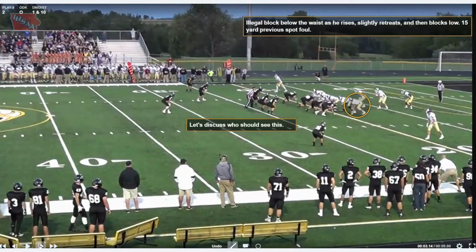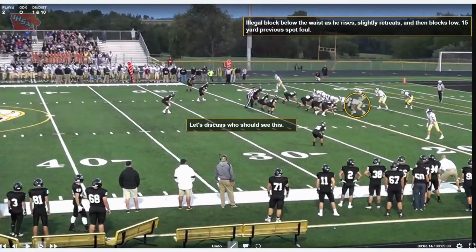Okay, again, this is an illegal block below the waist because he rises, slightly retreats, and then blocks low. And remember, the only way this could be legal, he is on the line of scrimmage. He does block another lineman who's on the line of scrimmage. He has to do it in his initial charge, and this is not his initial charge.